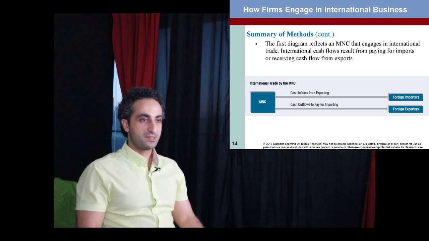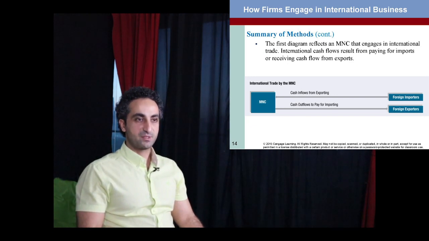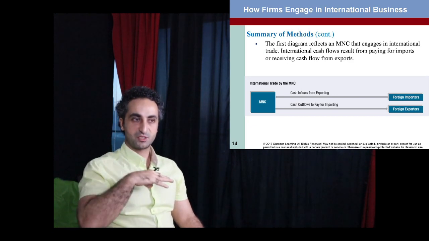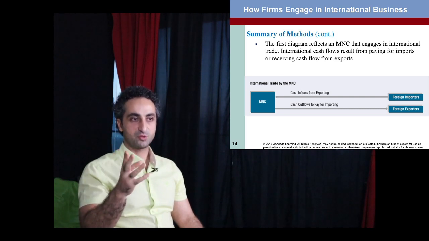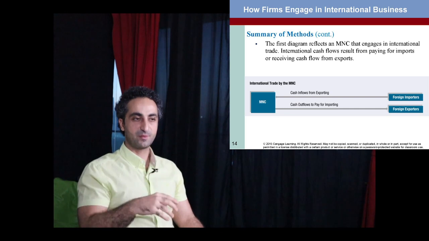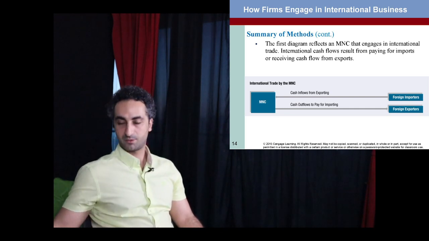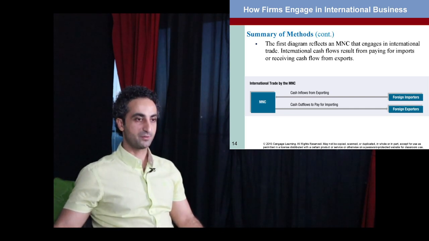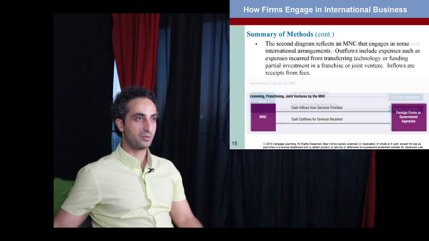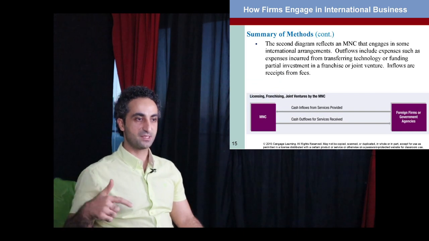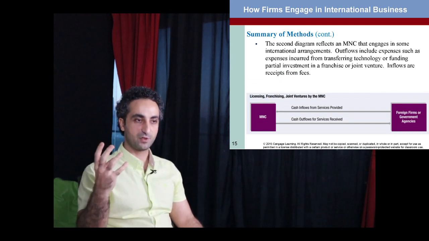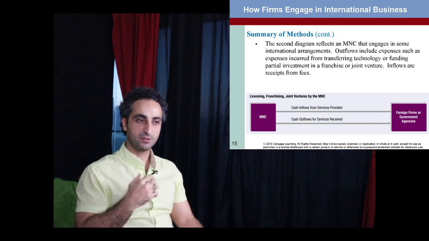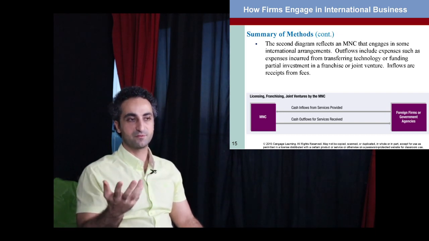So as you can see here, the first diagram reflects an MNC that engages in international trade. So international cash flows result from paying for imports or receiving cash flow from exports. Very clear. You can see it here in the chart. Now, this is licensing, franchising, joint ventures. Okay, so cash inflow from services provided, cash outflow for services provided.